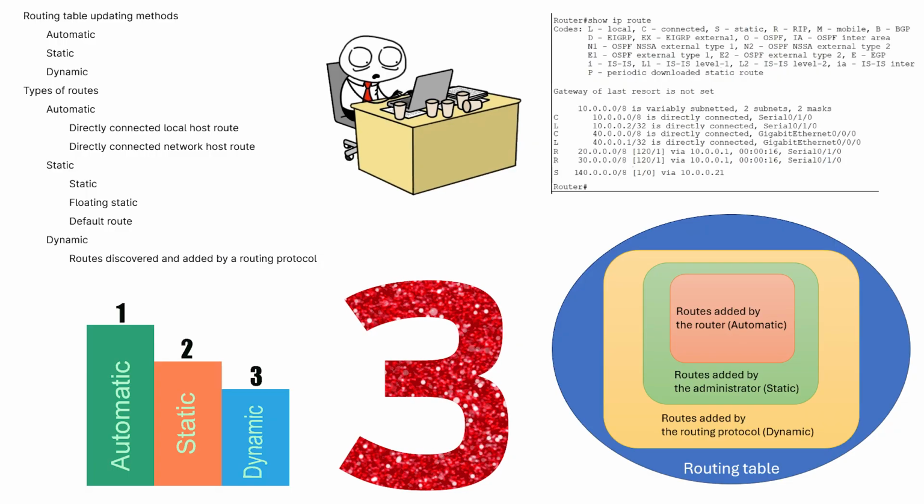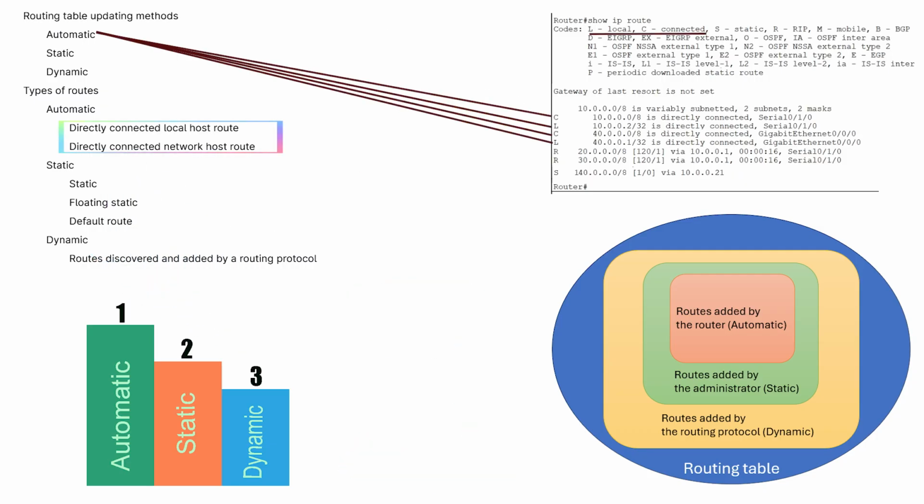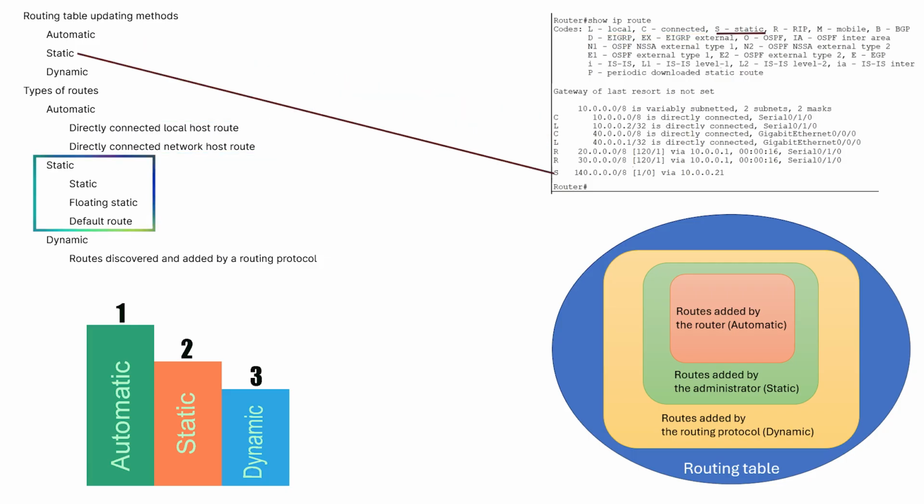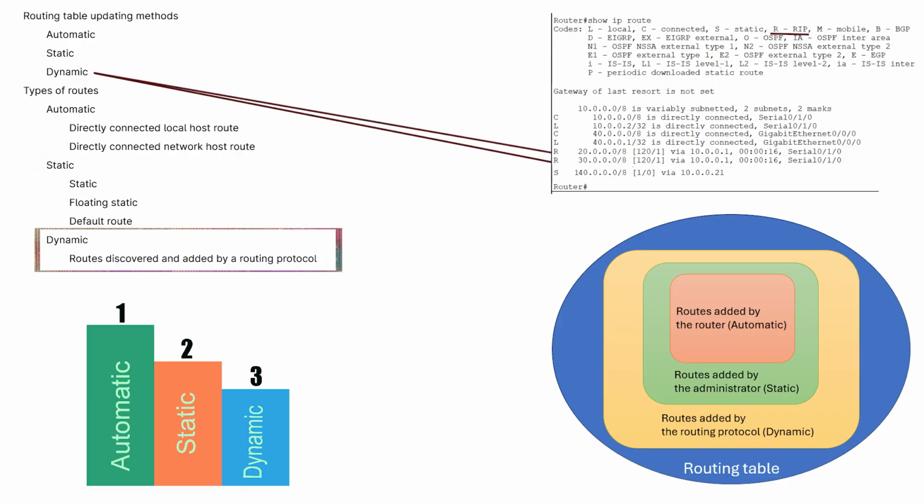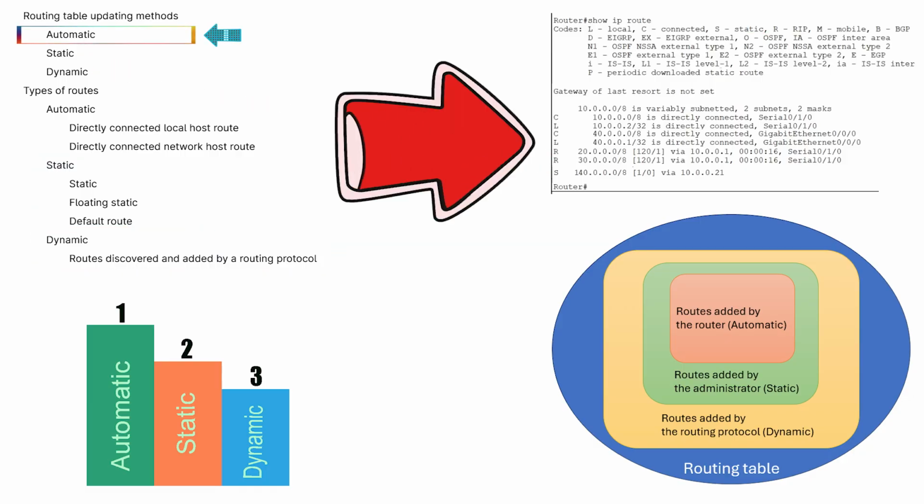There are three ways to add routing information to the routing table: automatic, static, and dynamic. The automatic method adds the directly connected network and locally available host routes. The static method adds the static, floating static, and default routes. The dynamic method adds the dynamic routes. In this video, we will learn how to use the automatic method to add routing information to the routing table.